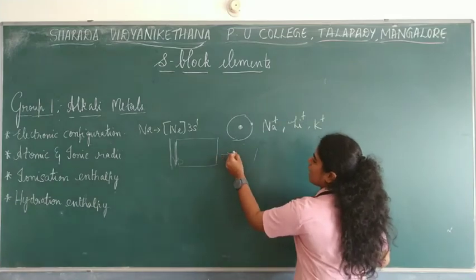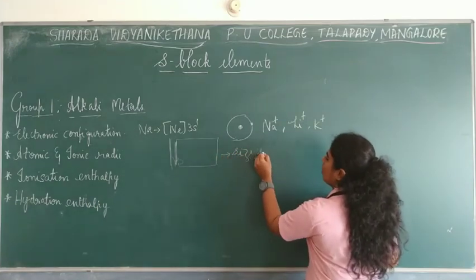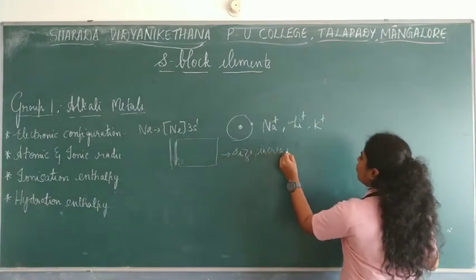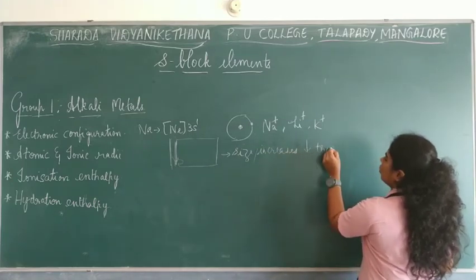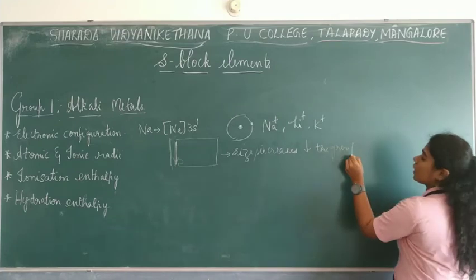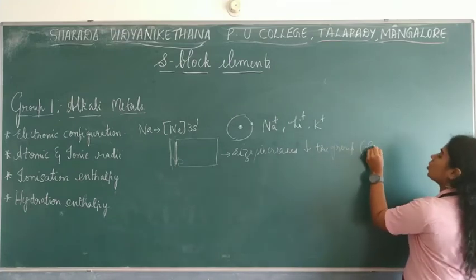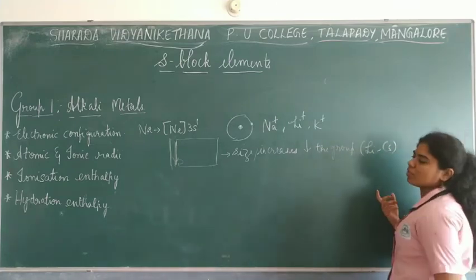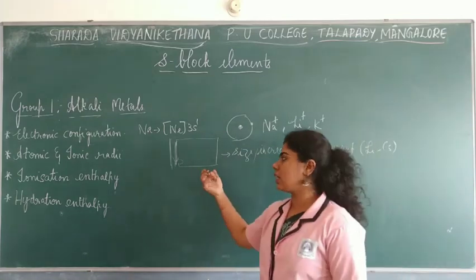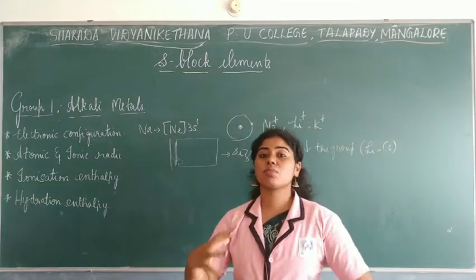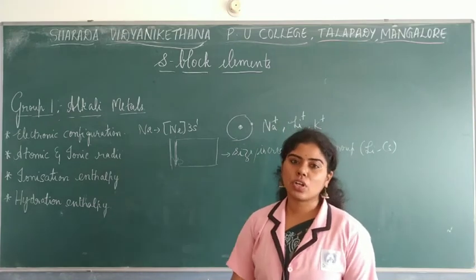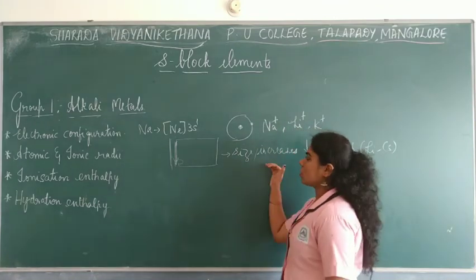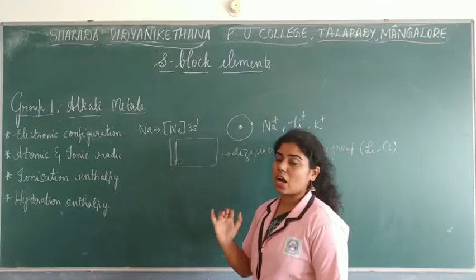The size will keep on increasing as we move down the group. So the atomic size increases when you move down the group. That's one thing to be remembered. That is from lithium to cesium. As francium is radioactive, we do not consider it. So from lithium to cesium, cesium is said to be having the largest size when you compare it to the whole periodic table. So this is how the size increases down the group.